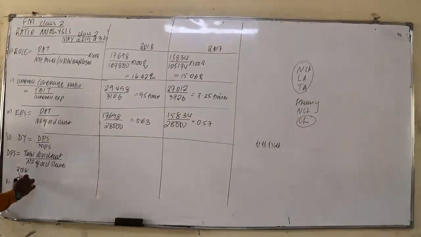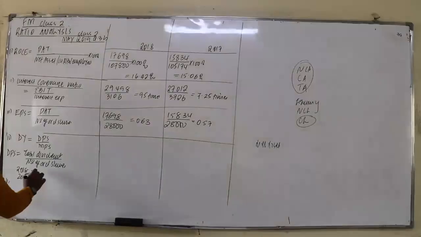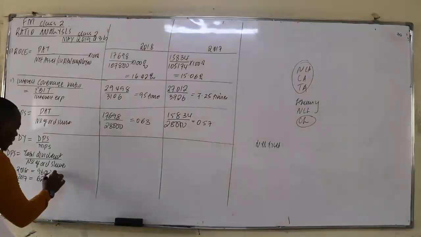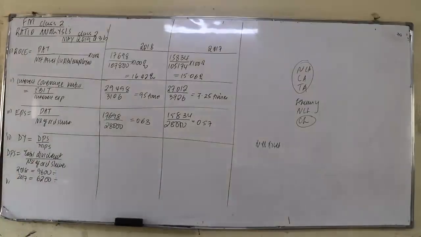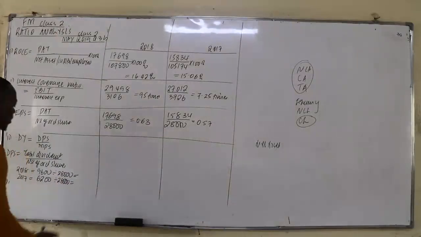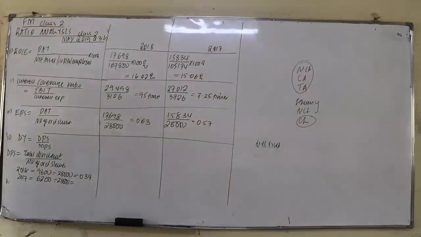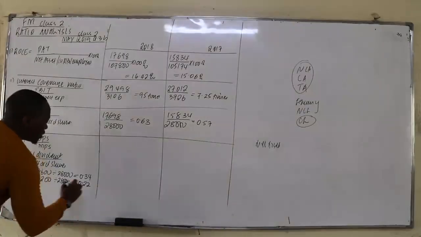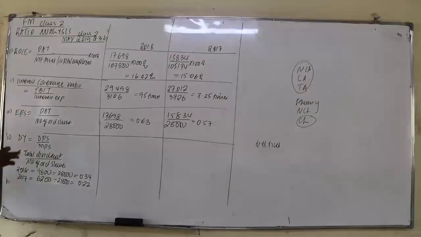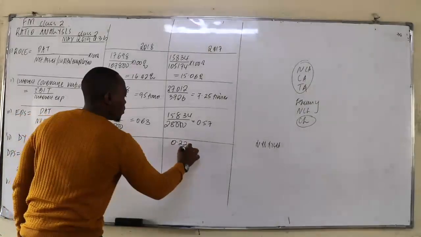For 2018 and 2017, from the income statement, we are given the dividends declared. So for 2018, the dividend payable is an amount of 9.6 million, and for 2017 we declared 6.2. Then we divide by the number of ordinary shares. The number of ordinary shares does not change. We had 28,000 and 28,000. Give me 2 decimal places: 0.34, 0.34, and 0.22. So the dividend per share here is 0.34, and there it was 0.22.